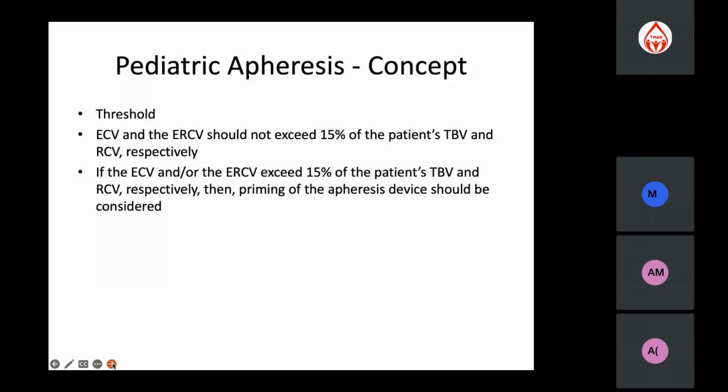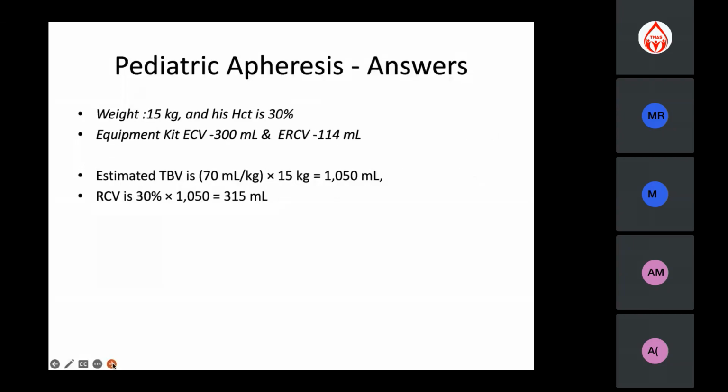So if the ECV, that is extracorporeal volume, and ERCV exceeds 15%, then the priming of apheresis devices should be considered. So coming to this patient, the donor's weight is 15 kilograms and the hematocrit is 30%. And we know the equipment's extracorporeal volume is 300 ml and the ERCV is 114 ml. The estimated total blood volume in this child is 1050 ml.